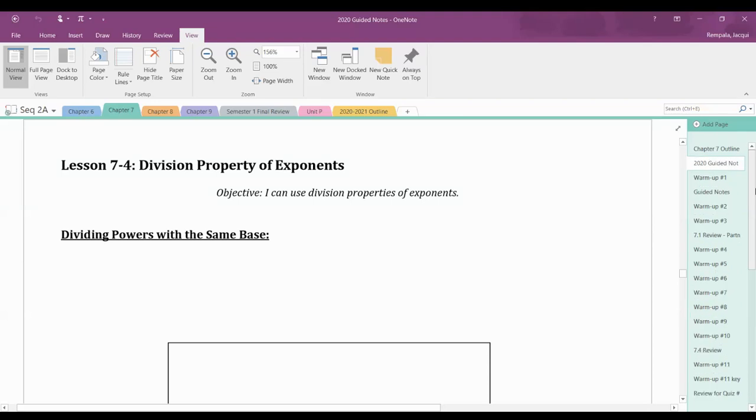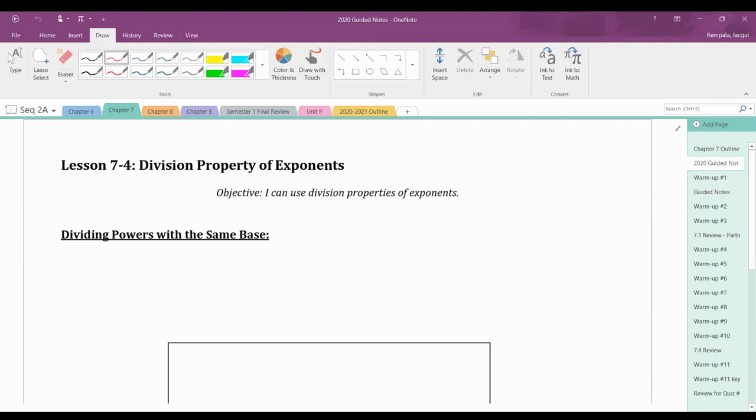Today we're going to look at lesson 7.4, which is about the division property of exponents. So that's our objective: I can use the division property of exponents. All right, so it says dividing powers with the same base.